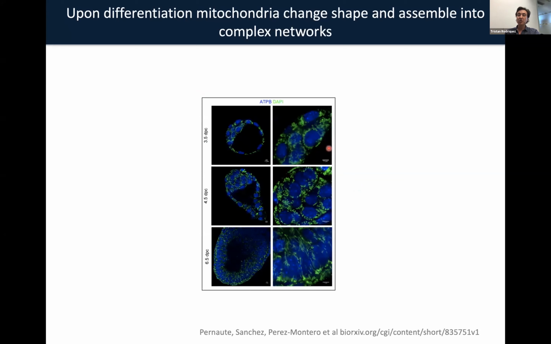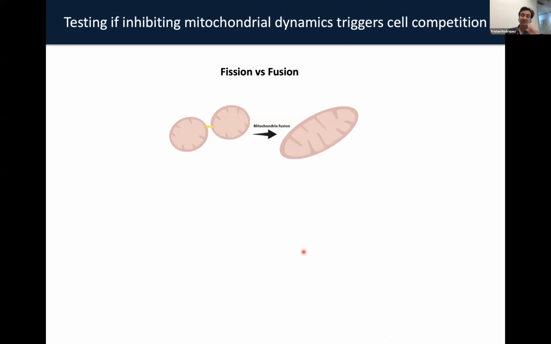Prior to differentiation, mitochondria in the pre-implantation embryo have a rounded and fragmented shape. At the onset of differentiation, these mitochondria fuse and form elongated networks. This balance of mitochondrial dynamics is regulated by the relative activity of molecules that control mitochondrial fission and mitochondrial fusion.